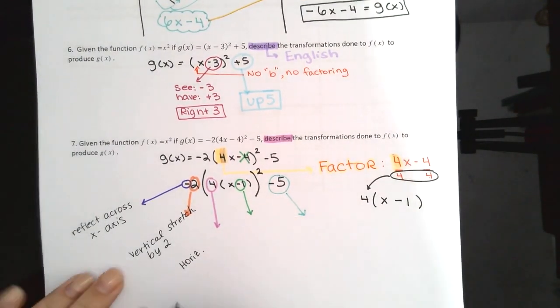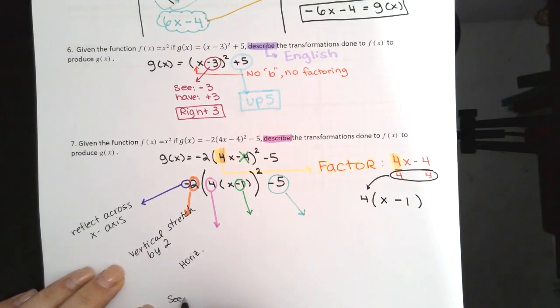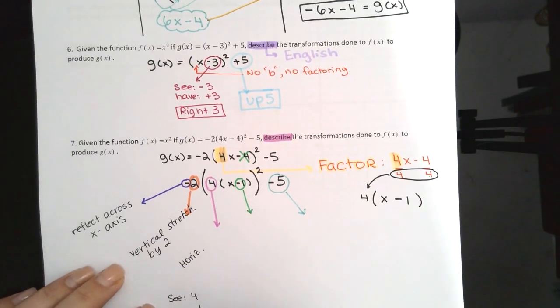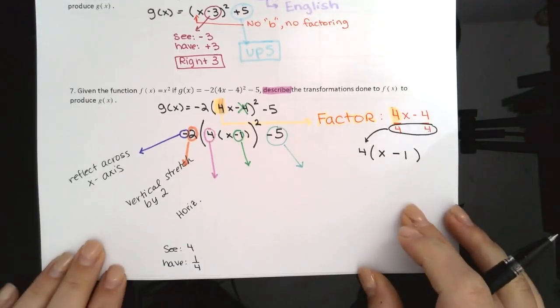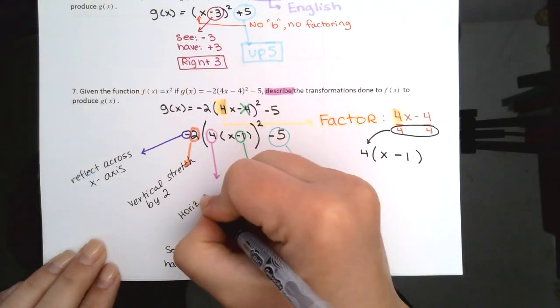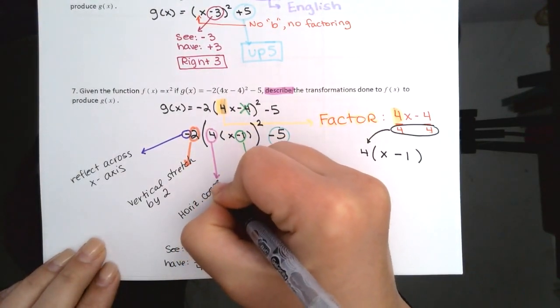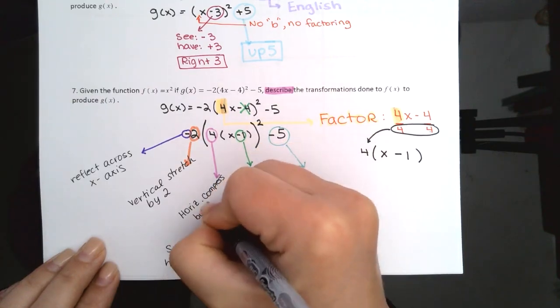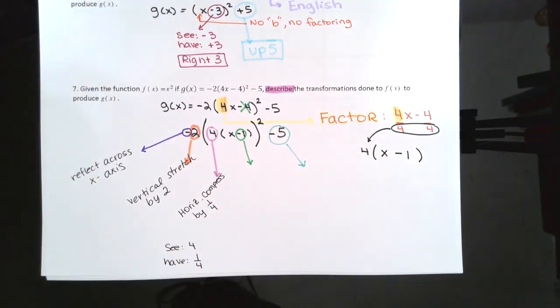So that means I'm going to write here, I see a 4. That means I have a 1/4. So that means it's a horizontal compression by 1/4. Be careful on telling me a compression by 4. You can't compress something when you're making things larger. So this definitely you need to be aware.